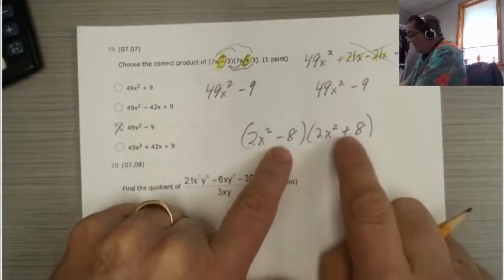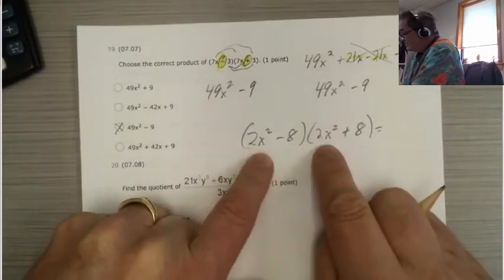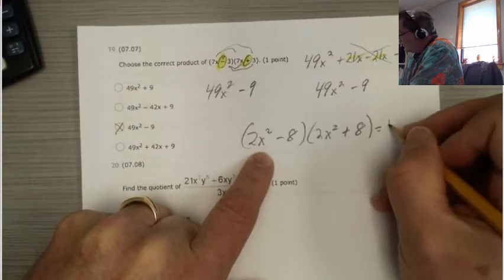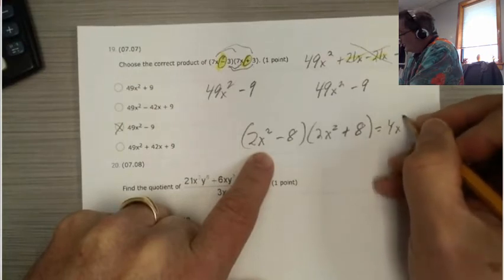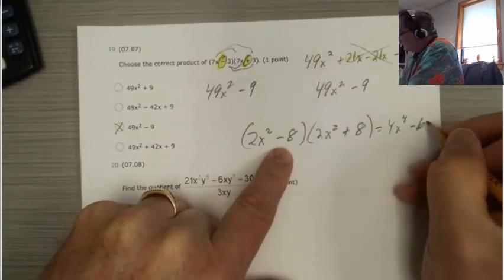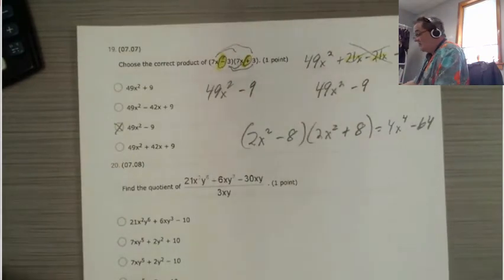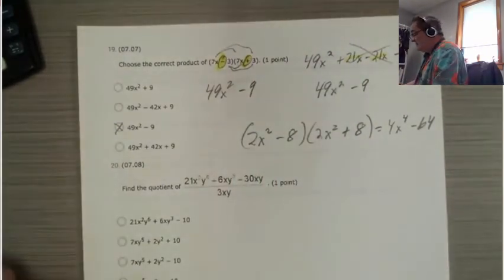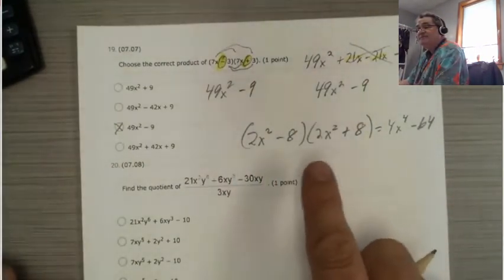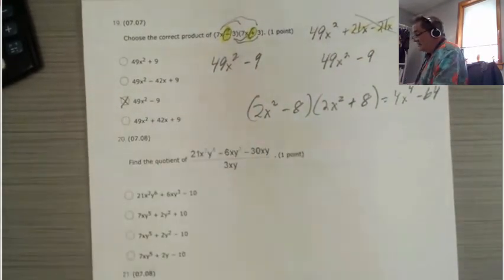Okay? The only difference, so we can just take the first term. 2 times 2 is 4. X squared times x squared is x to the fourth. So we know it's 4x to the fourth. Negative 8 times positive 8 is minus 64. We could go straight to that shortcut and know that there is no middle term because the middle term would cancel out. One's positive, one's negative. All right, little shortcut there to help on these problems right here.